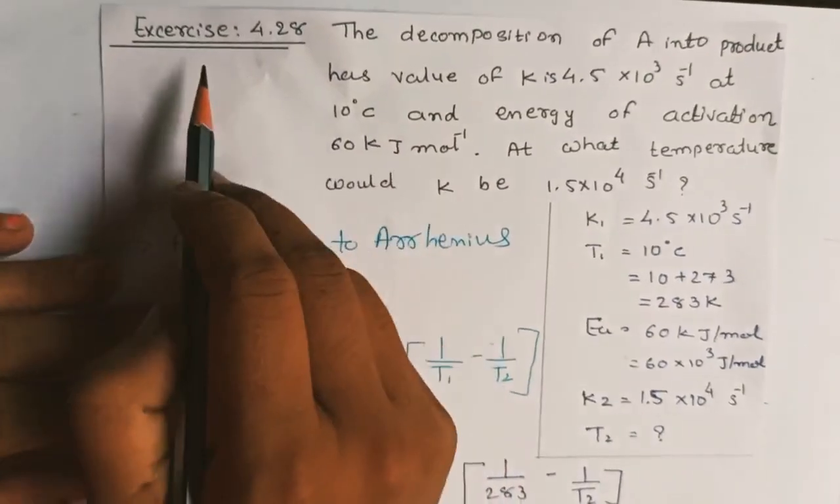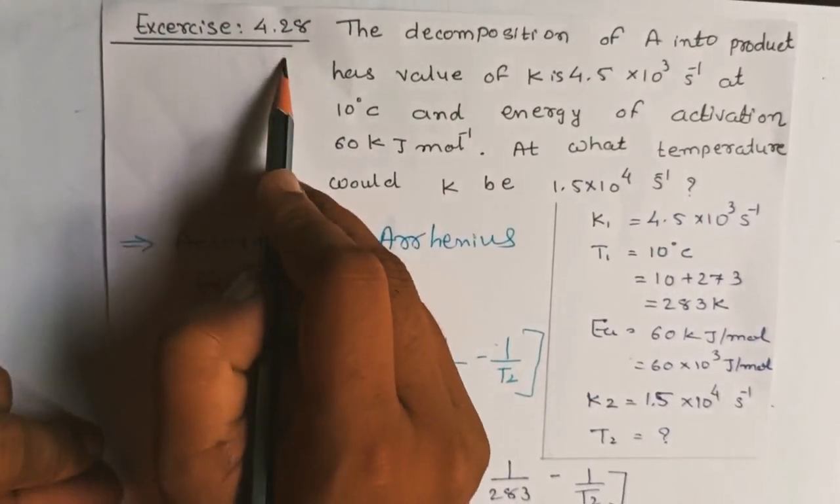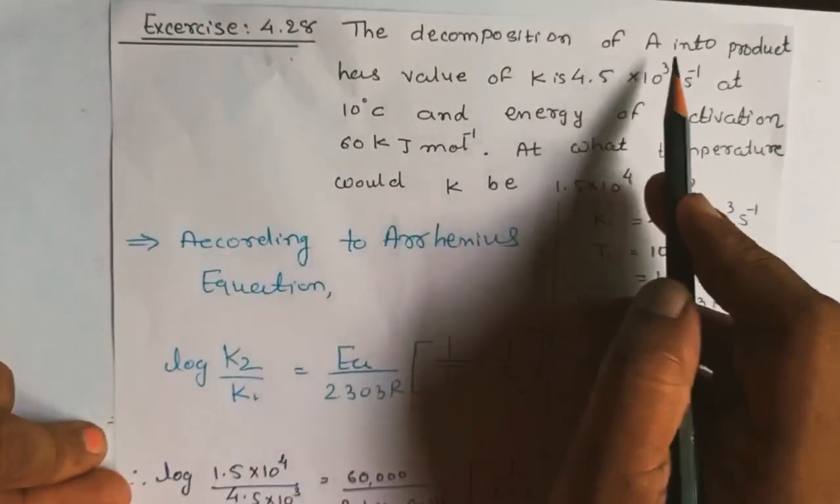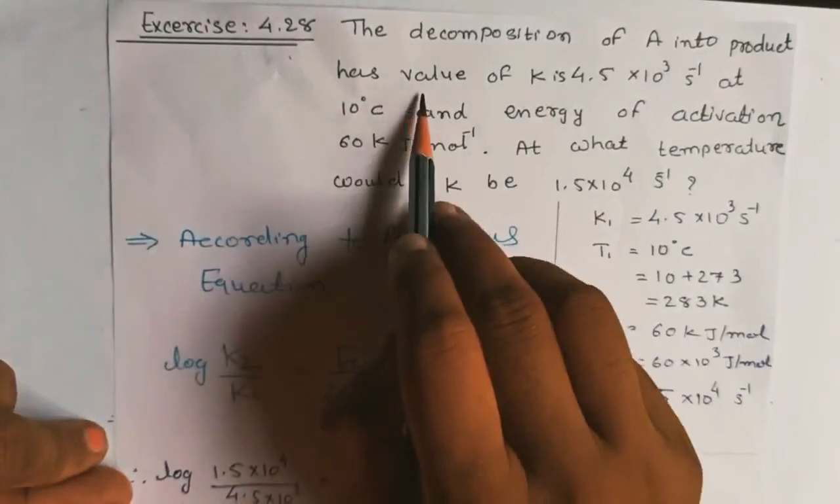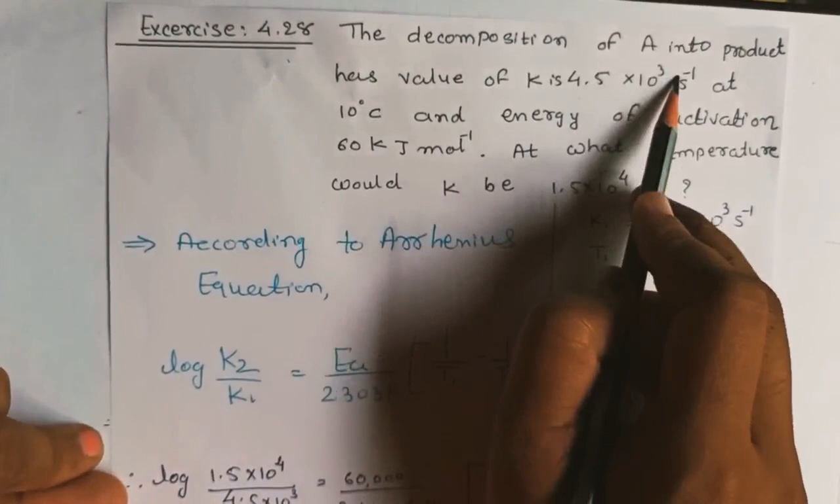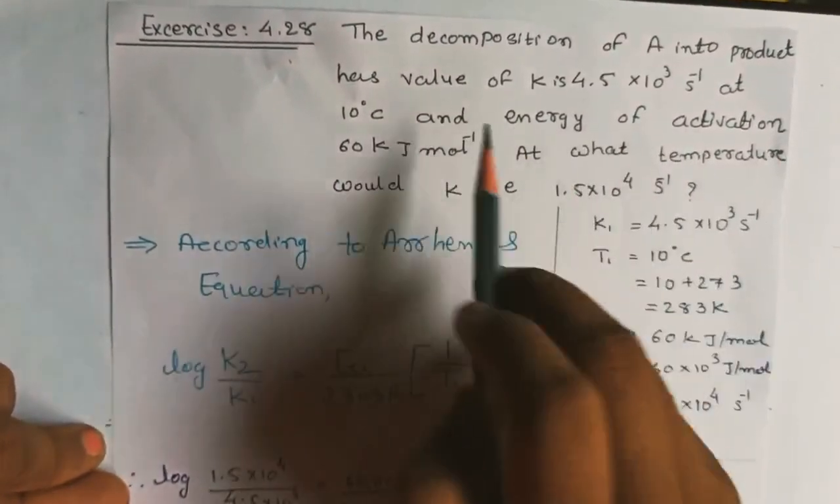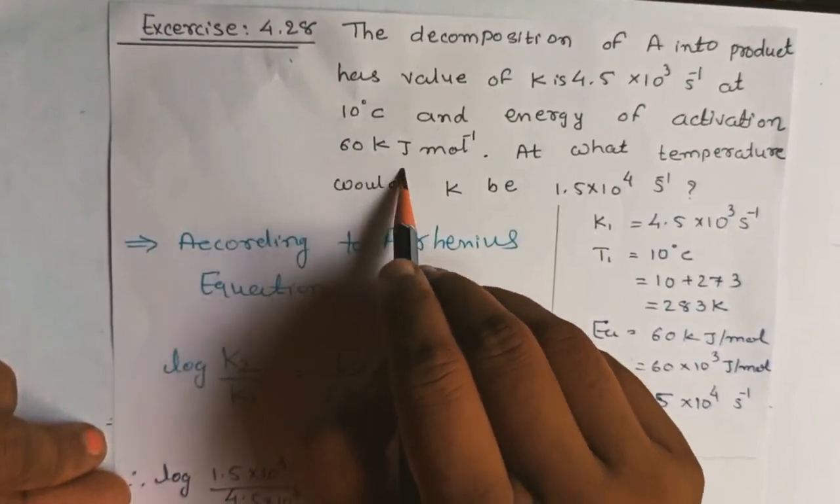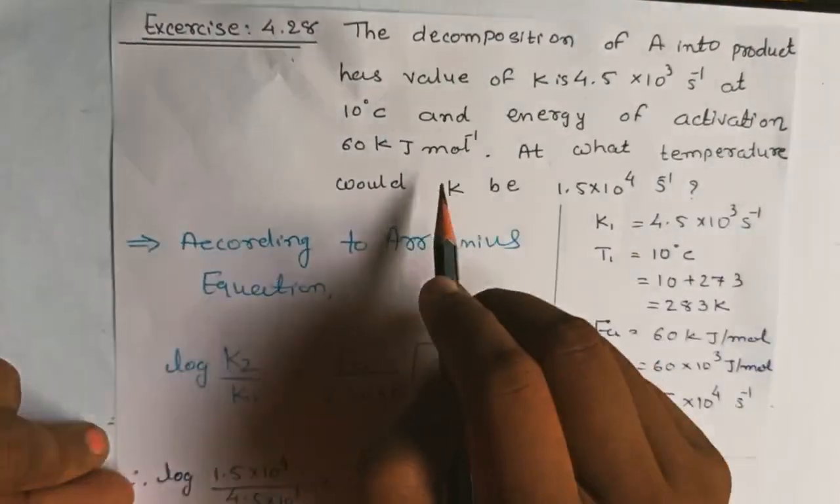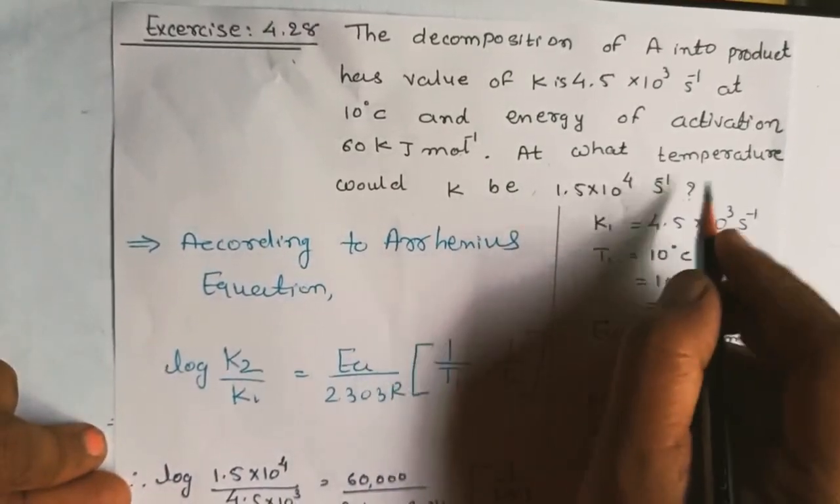Now, our today's last question, 4.28. The decomposition of A into a product has a value of K of 4.5 into 10 to the power 3 second inverse at 10 degrees Celsius, and the energy of activation is 60 kilojoule per mole. At what temperature would K be 1.5 into 10 to the power 4 second inverse?